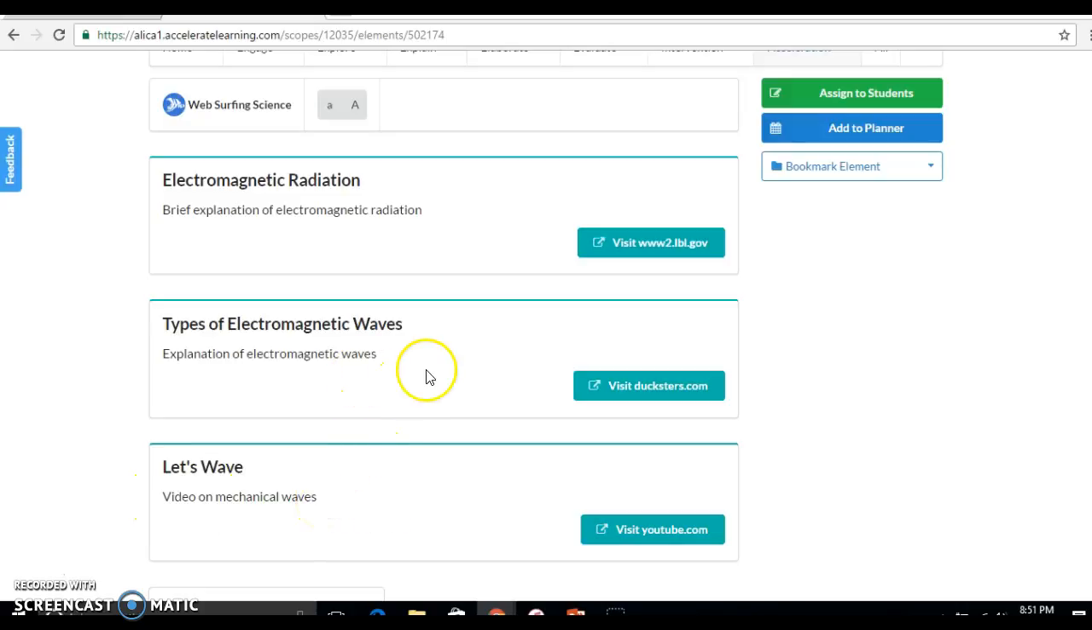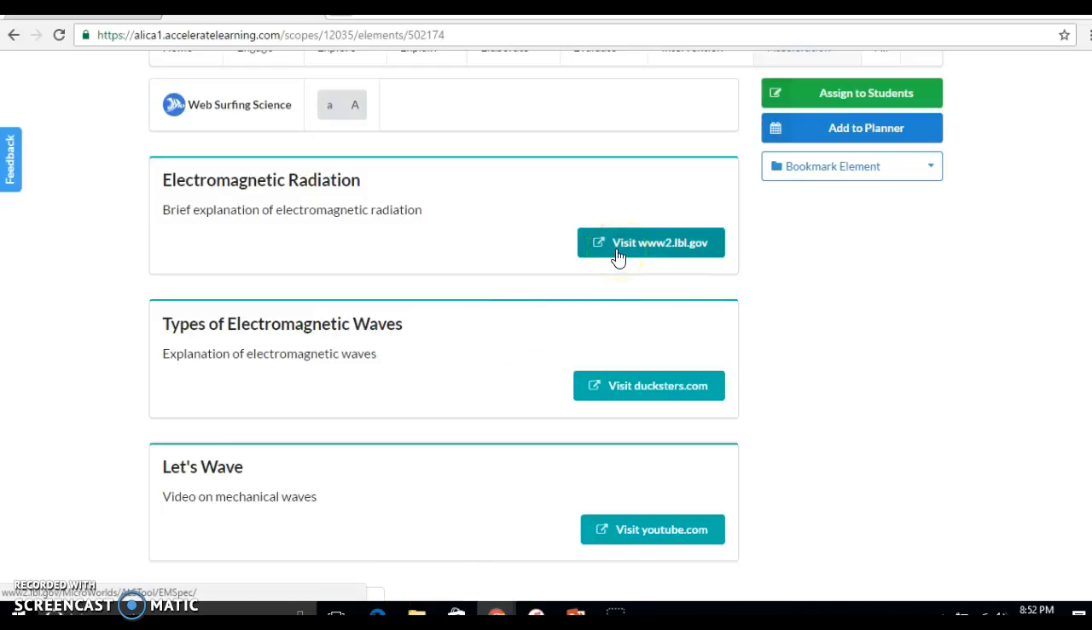So two of the websites discuss ideas on waves, and then the very first one may or may not be related to waves, but it says electromagnetic radiation. The next one's about electromagnetic waves, and the next one's on mechanical waves. So let's look at the worksheet so we can see what we would do with each website.